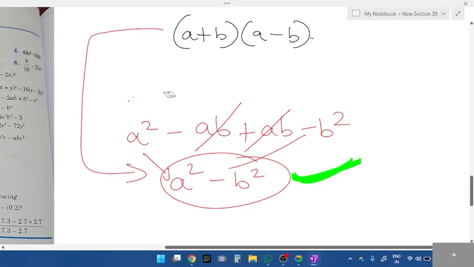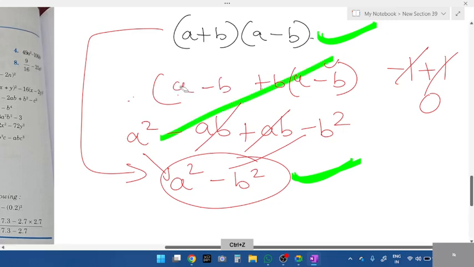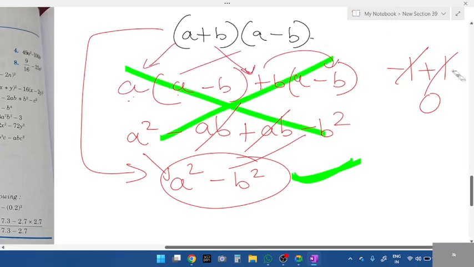Okay. Do you know the formula for A plus B into A minus B? What's the formula for A plus B into A minus B, Andrea? Not there. Okay. This is the concept.